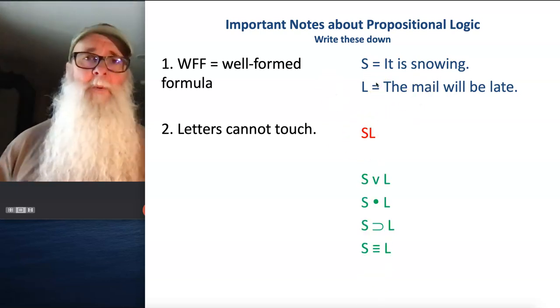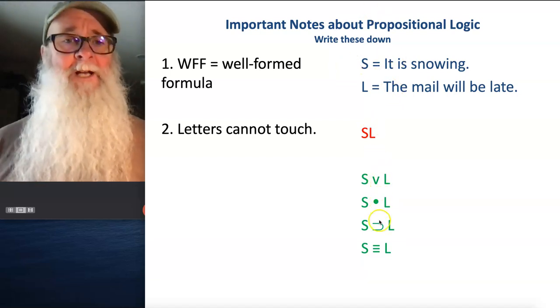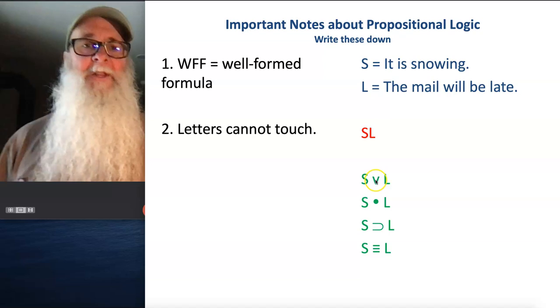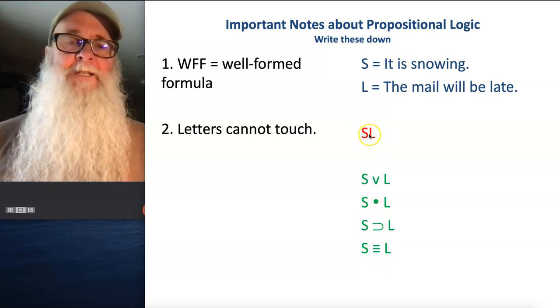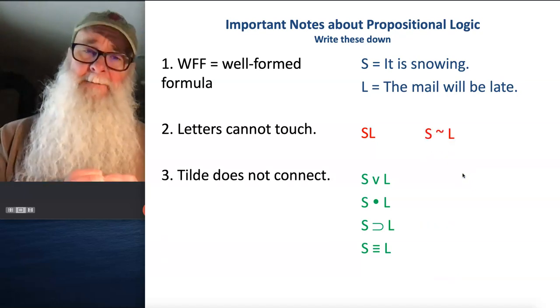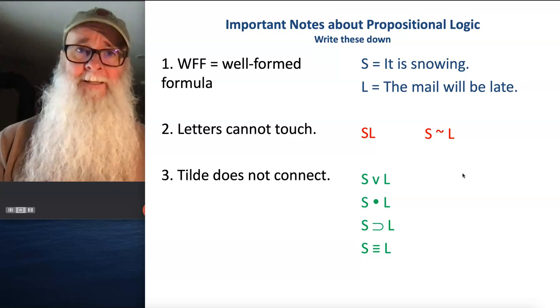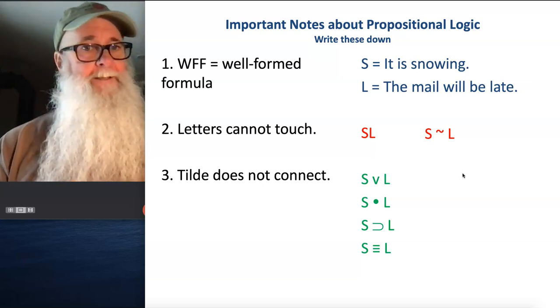Instead, letters are always going to be separated by one of the four connective operators: wedge, dot, horseshoe, triple bar. These are always going to appear between letters. We're never going to have letters smashed together, and we're never going to try to use tilde to connect two letters, because that's not tilde's function. Tilde is not a connective. Tilde negates. It doesn't connect.